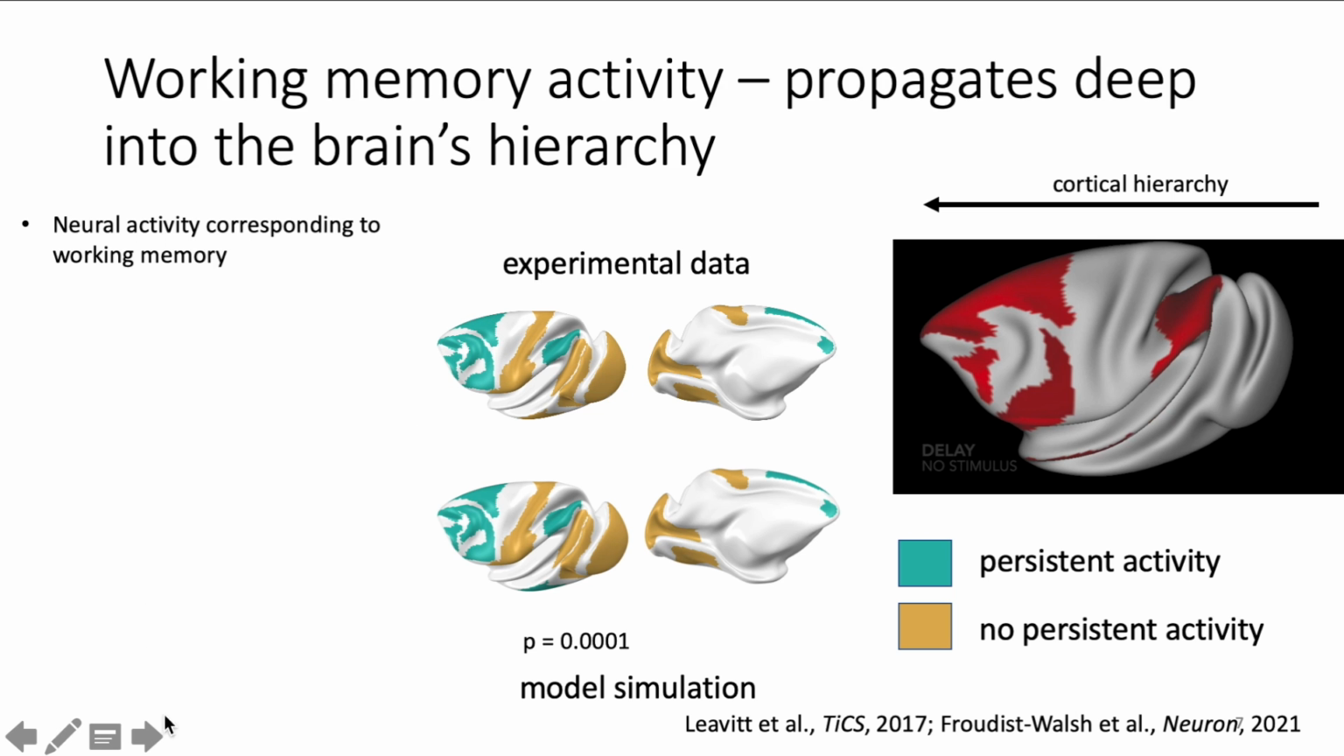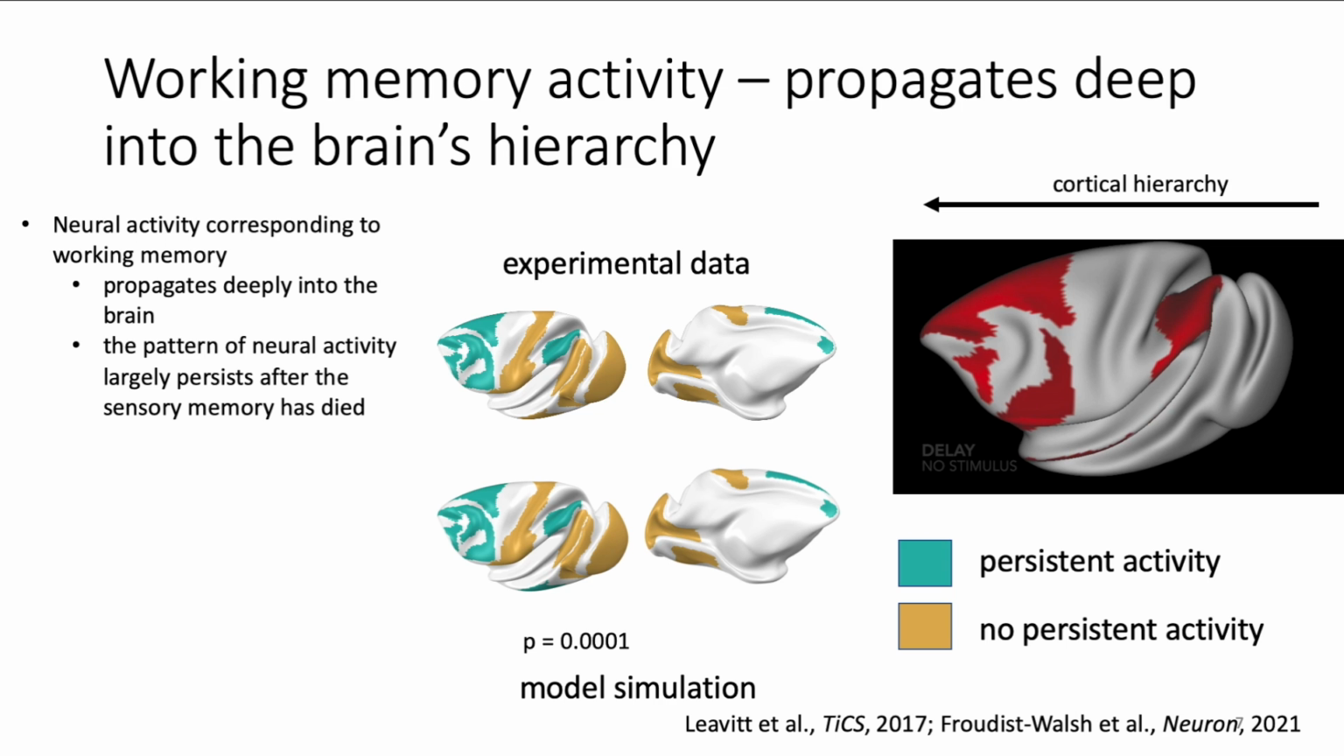So neural activity corresponding to working memory propagates deeply into the brain, and the pattern of neural activity largely persists after the sensory memory has died. And this can even persist through other distracting sensory information in the interim. However, activity in the early sensory areas often dies off, and this can correspond psychologically to a loss of the fine sensory detail when you're maintaining something in your mind.